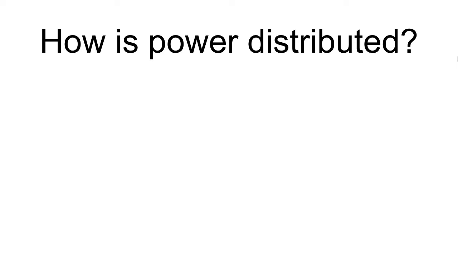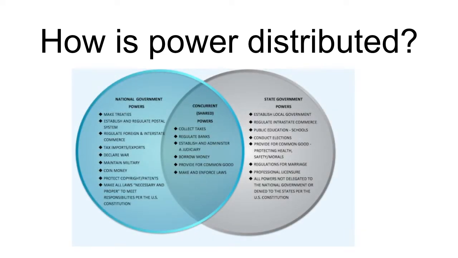So how is power distributed? As we can see, the national or federal government has some very clear powers: making treaties, establishing and regulating postal systems, regulating foreign and interstate commerce, declaring war, maintaining a military, coining money. What does the state government have the right to do?